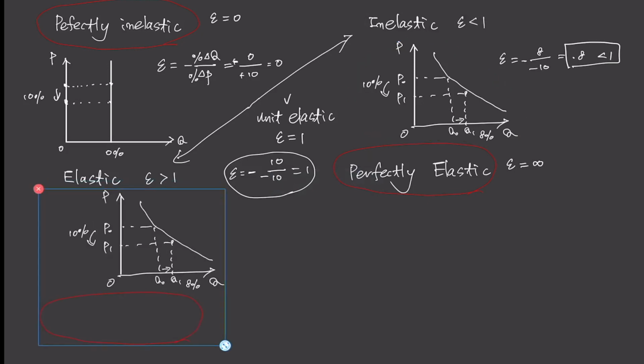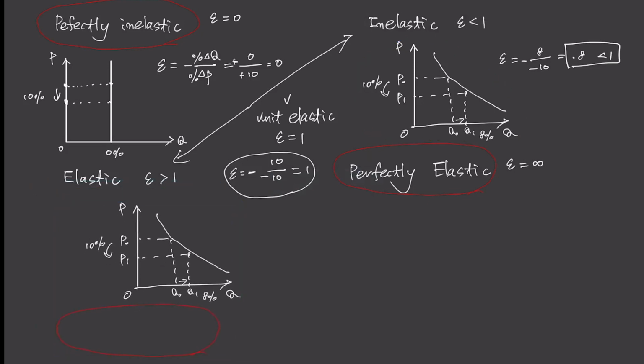Paste here, and erase this red line and the corresponding movement. And again, the example is a 10% decrease of price.